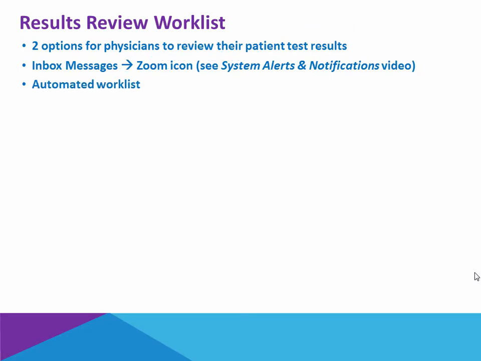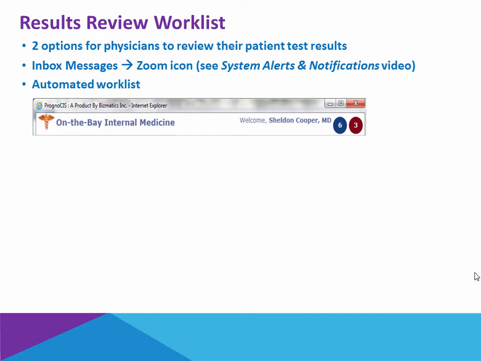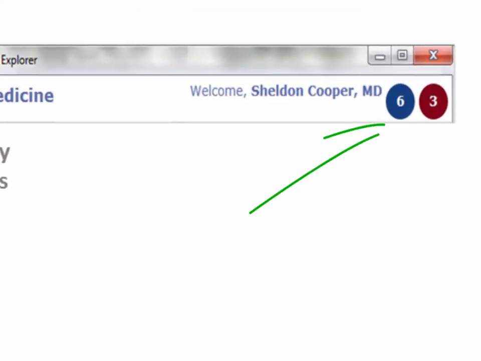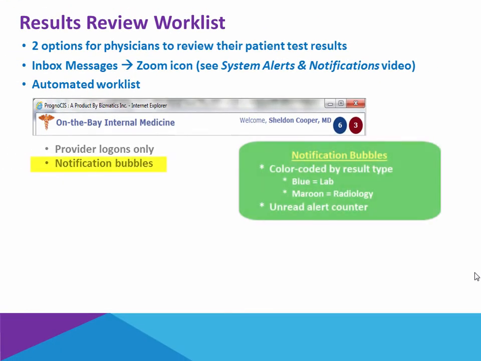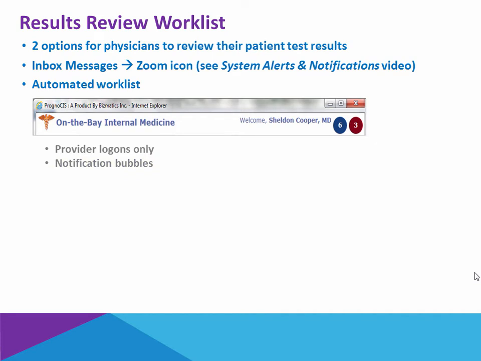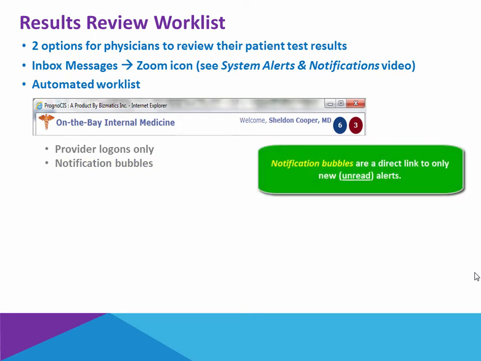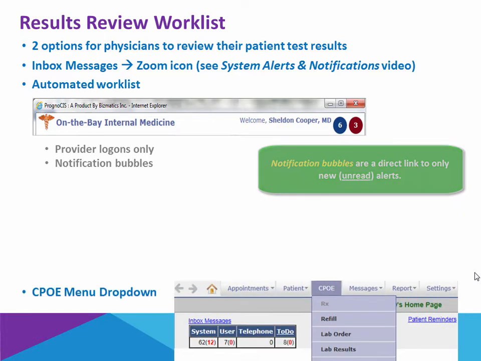We also now have the new automated work list. Now the work list is associated only to a provider's logon, and you will see this by means of these new notification bubbles in the upper right hand side of the screen next to the welcome doctor. These notification bubbles are color coded. Blue would indicate lab results and the maroon indicates radiology results, and the numeral that you see within the bubble represents the number of unread alerts that the physician has not yet reviewed. So this is a quick way to immediately look at new alerts that have just now come in.